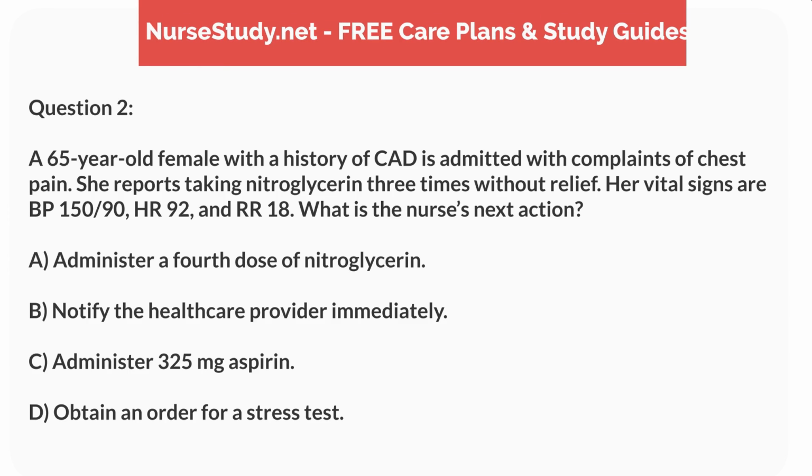Question 2. A 65-year-old female with a history of CAD is admitted with complaints of chest pain. She reports taking nitroglycerin 3 times without relief. Her vital signs are BP 150/90, heart rate 92, and respirations of 18. What is the nurse's next action? A. Administer a 4th dose of nitroglycerin. B. Notify the healthcare provider immediately. C. Administer 325 mg aspirin. D. Obtain an order for a stress test.